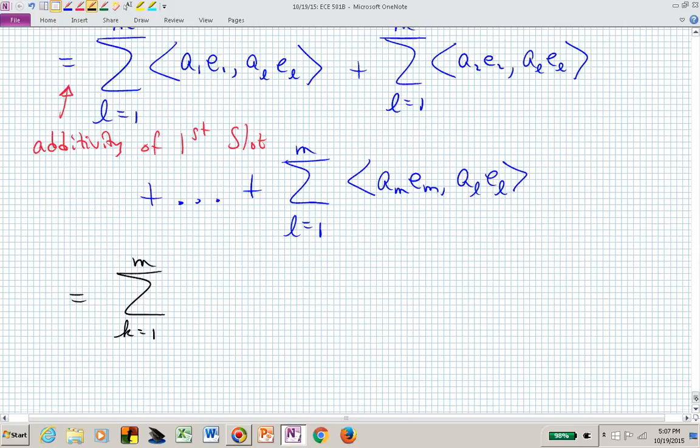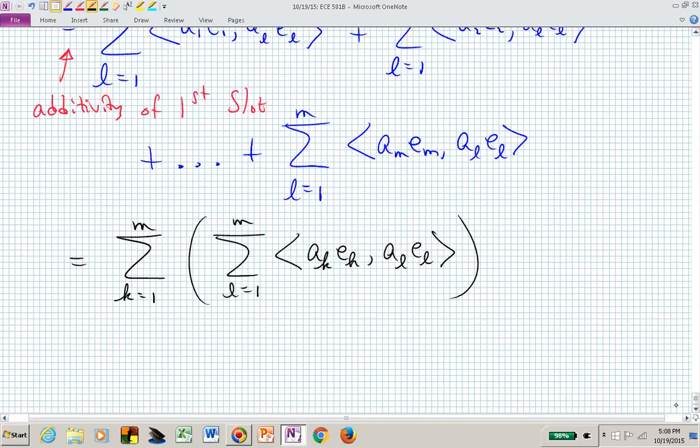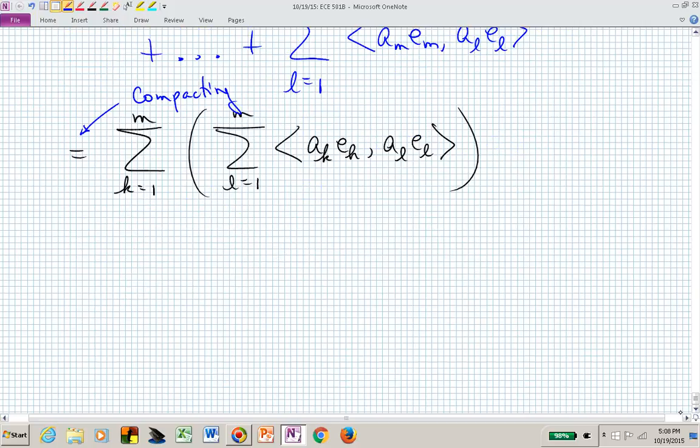I can't seem to write a K very well. But now inside that I have each of these sums from L equal 1 to M of a sub K e sub K with a sub L e sub L. That's just compacting the expression. And in this age of recycling and efficient use, we need to compact. So now we've compacted this expression.